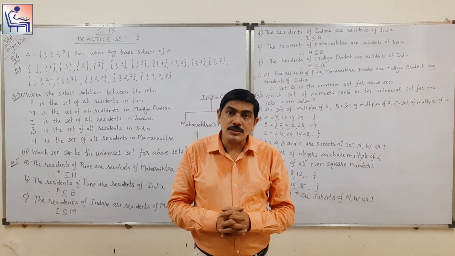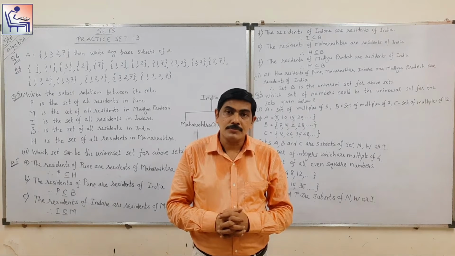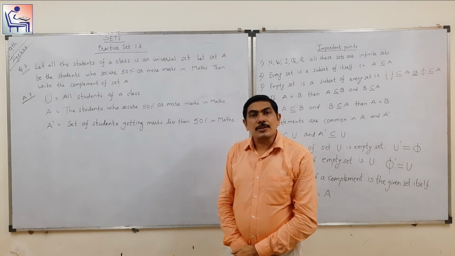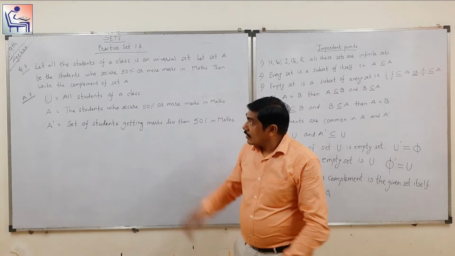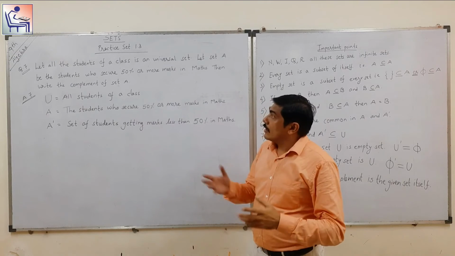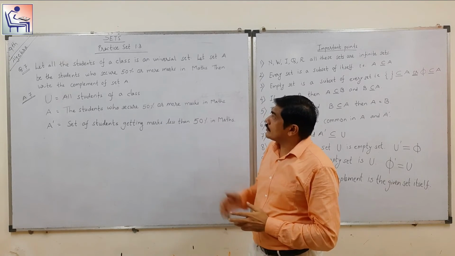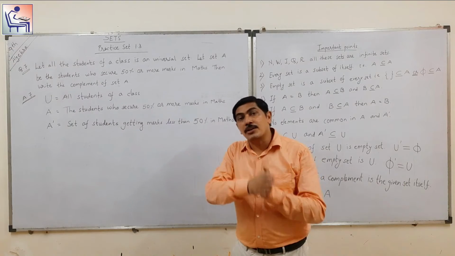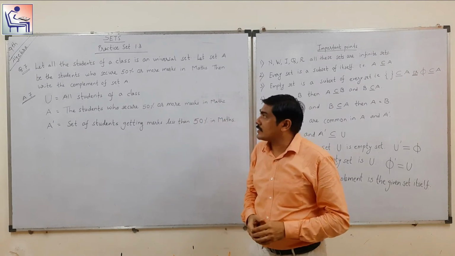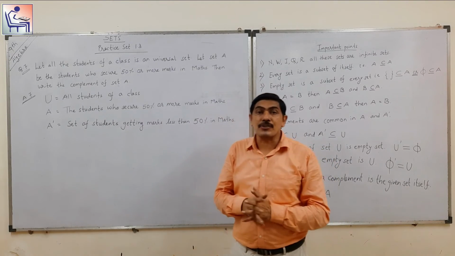Now we are moving towards question number 7. Let's start with question number 7. Let all the students of a class be a universal set. Let set A be the students who secure 50% or more marks in maths, then write the complement of set A.